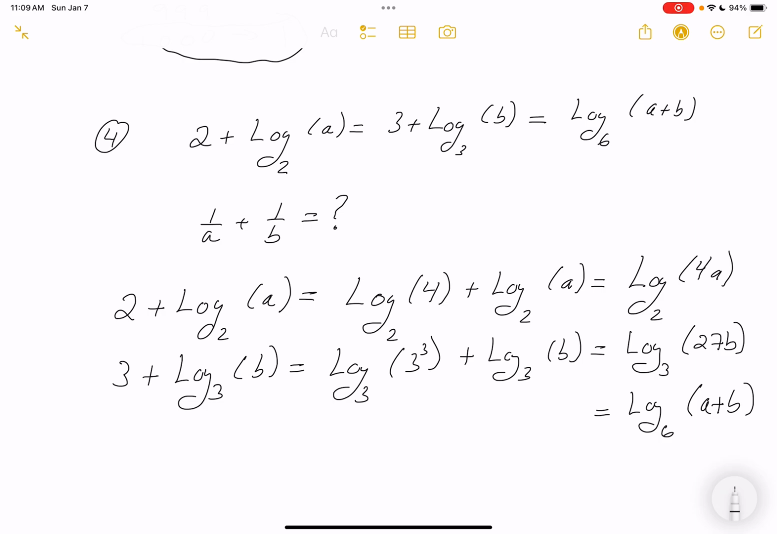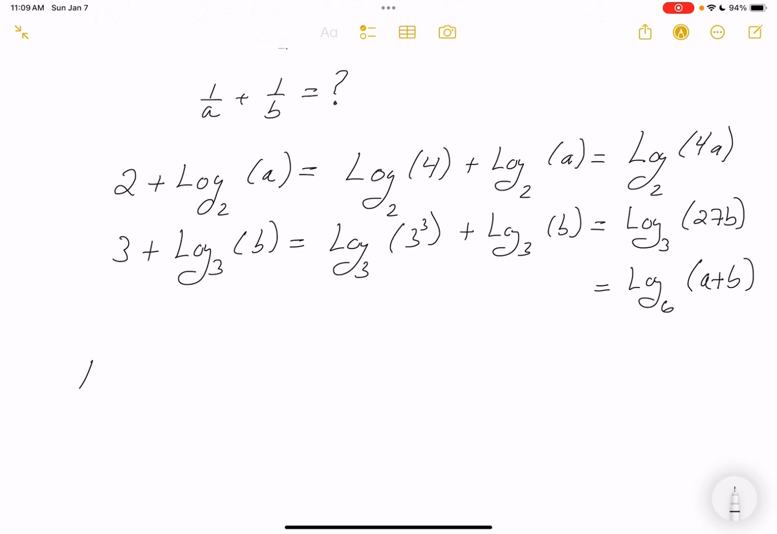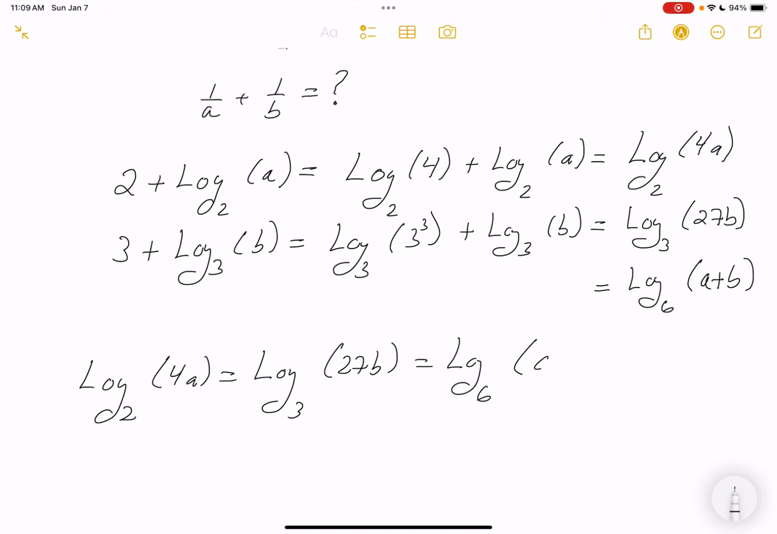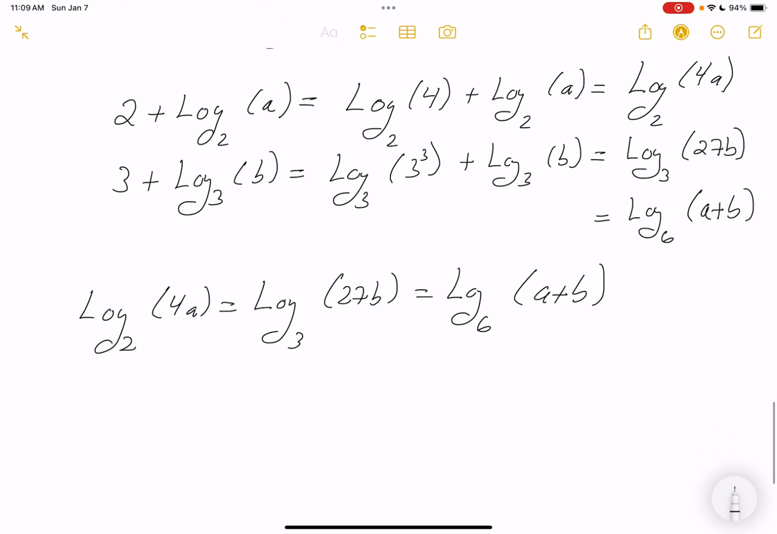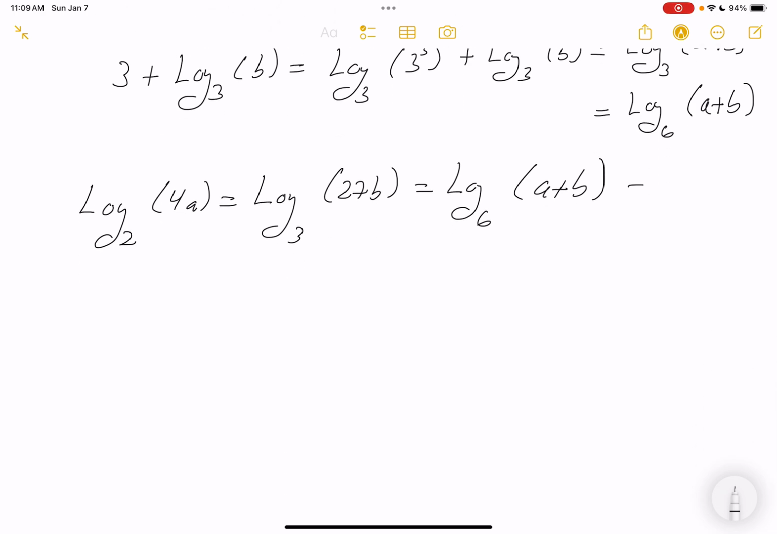So what I'm going to do is, logs can be difficult, so I'm going to write it as an exponential problem. Let me put this down one step at a time. I'm going to say these are all equal: this is equal to this, and this. They're not the same base, by the way, that's a problem for me. So I'm going to rewrite them separately.